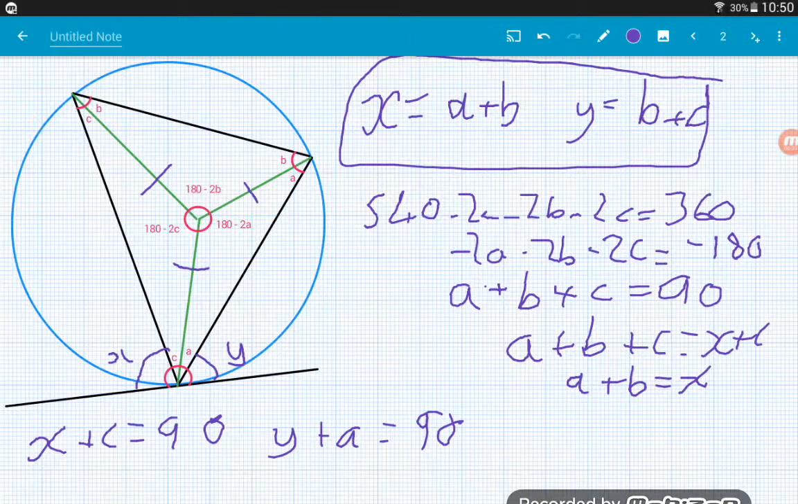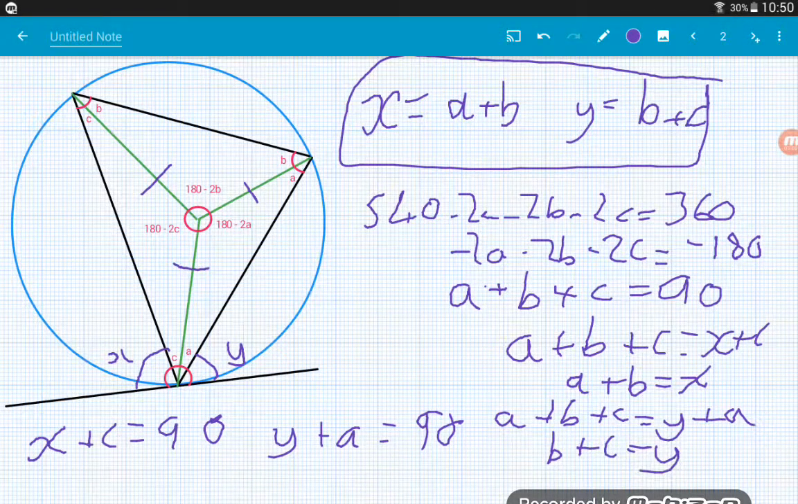Very similarly, Y plus A is equal to 90. And again, A plus B plus C is equal to 90. So if both of those expressions equal 90, then they equal each other. So we can say then that A plus B plus C is equal to Y plus A. Then if we take away the A, we get B plus C is equal to Y, which is the second one that we wanted to prove.